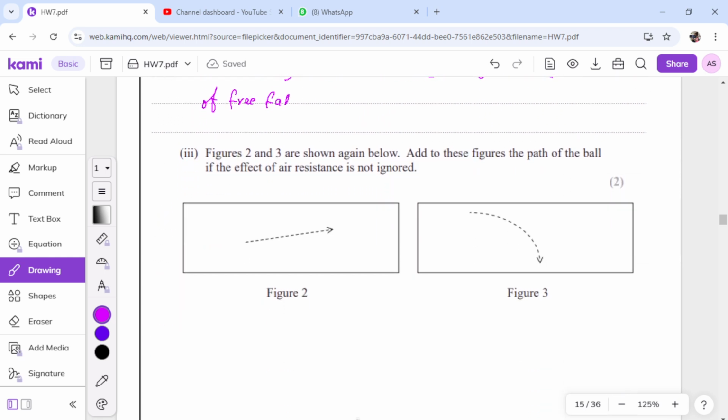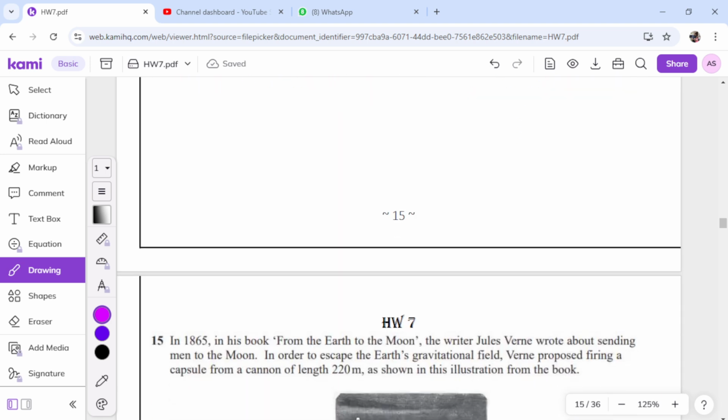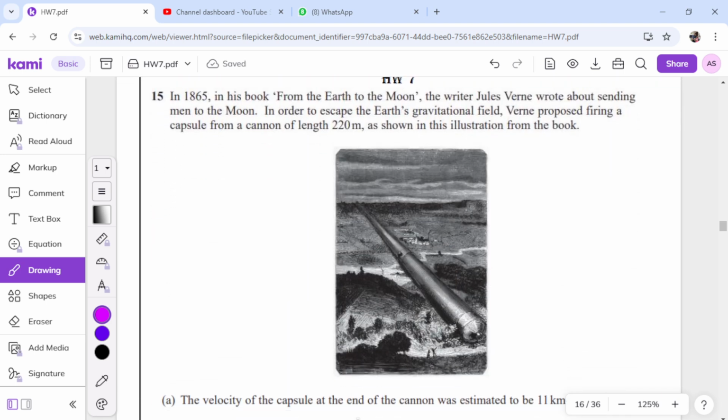Now he said figure 2 and 3 are shown again below. Add to this figure the path of the ball if the effect of air resistance is not ignored. So if we have air resistance, in this case it will fall with a lower velocity and lower displacement. So it will look like this. Okay, and in the first figure, because the air resistance will decrease the horizontal and the vertical also, the resultant will be smaller. This is why we will draw like this. Let's move to the next.